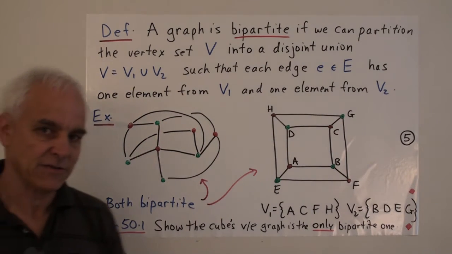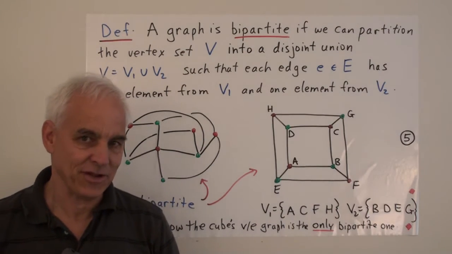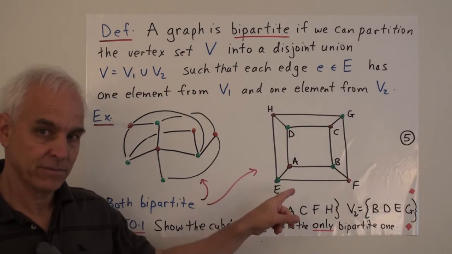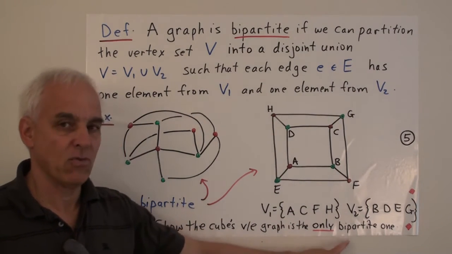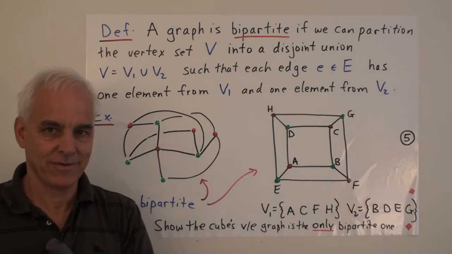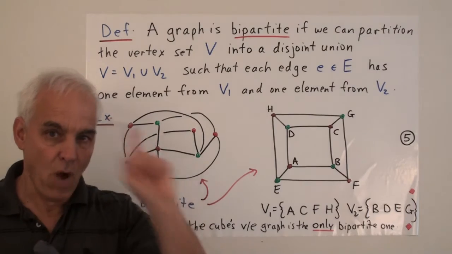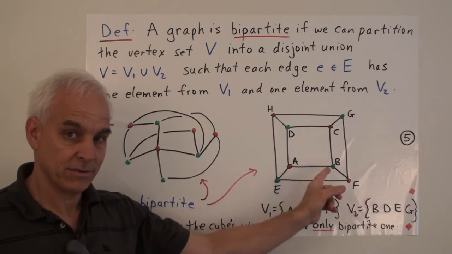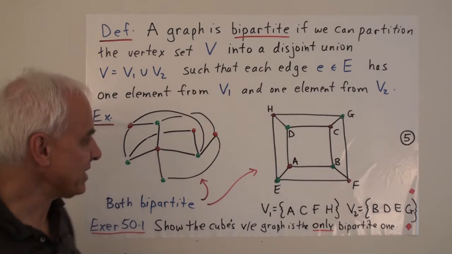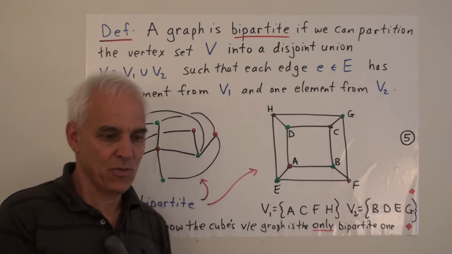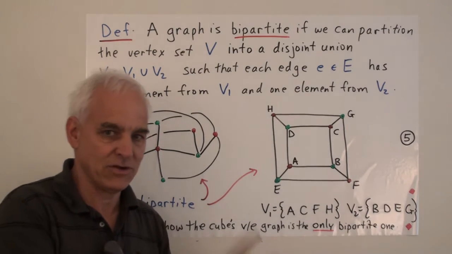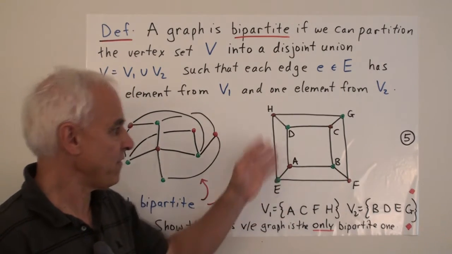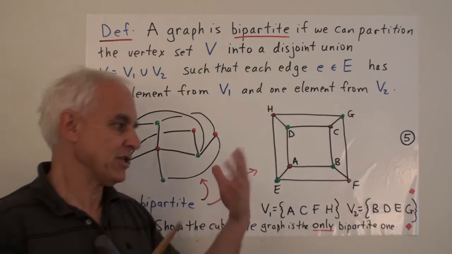Okay, so here's a little exercise for you. There are a few exercises in this lecture today. The first one is to show that the cube's vertex edge graph is the only bipartite one amongst the Platonic solids. There are 5 Platonic solids, but only one of them is a bipartite graph. And that's this one right here. And I hope that you can see that this partition of the vertex set really just corresponds to the two tetrahedra that we had. One tetrahedron consists of one color and the other tetrahedron consists of the other color.